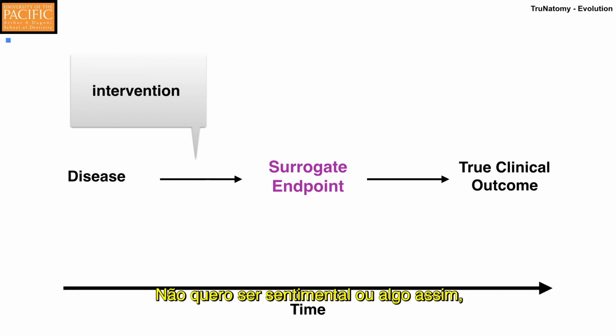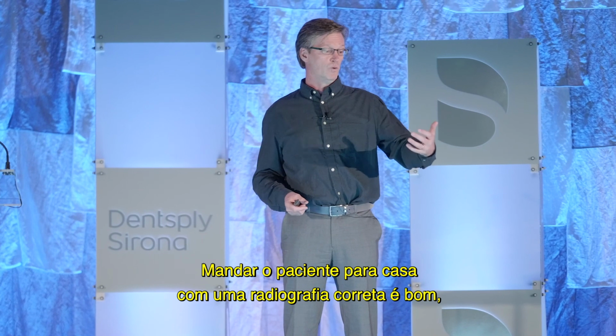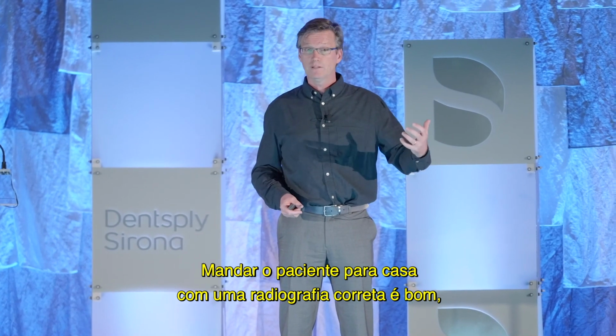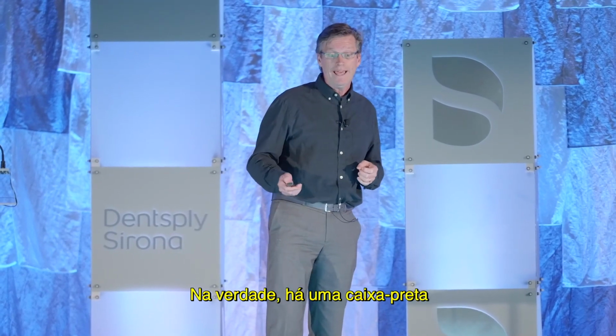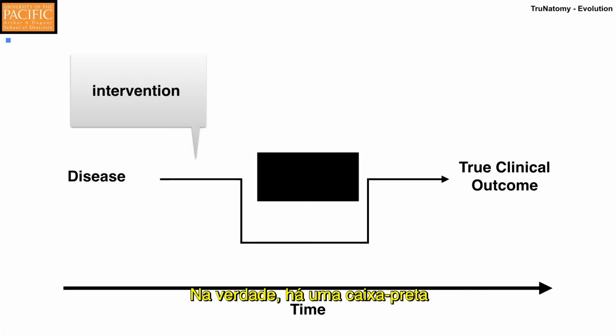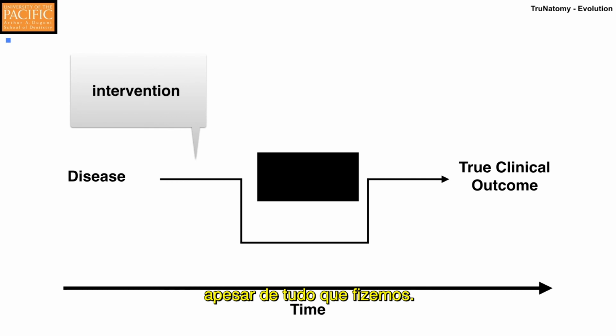And I don't want to be touchy-feely or anything like that. Surrogate endpoints are good and helpful. Sending the patient home with the white line in the right spot is a good thing. It's not wrong, but it's only capturing a small bit. In reality, there's a black box, and we may arrive at the endpoint, the true clinical outcome, completely differently, maybe despite all we have done.